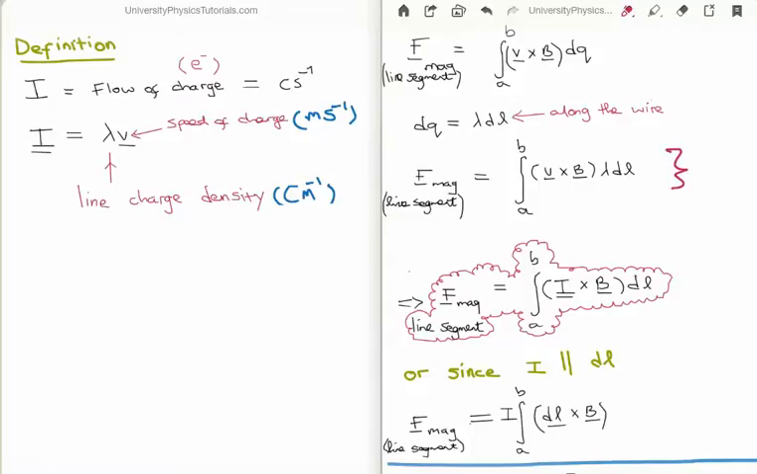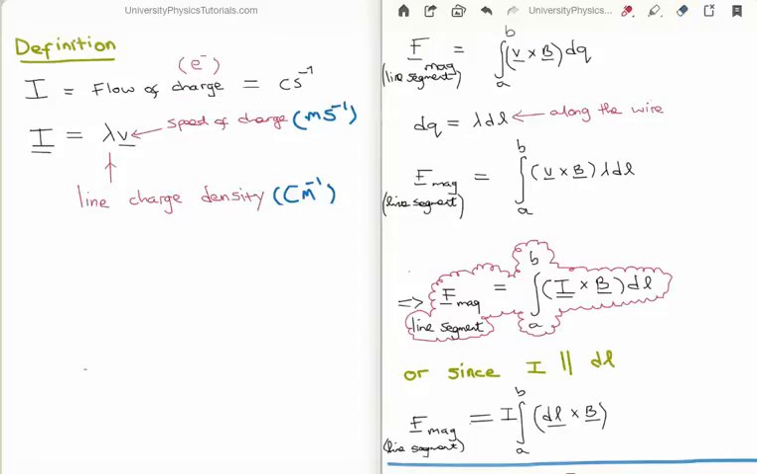So we have the magnetic force due to a line segment as the line integral of v cross B times lambda dl. Or we can write this in terms of the current. And in this way, we can write the following equation. We have I cross B integrated dl. So this is the magnetic force on a line segment.